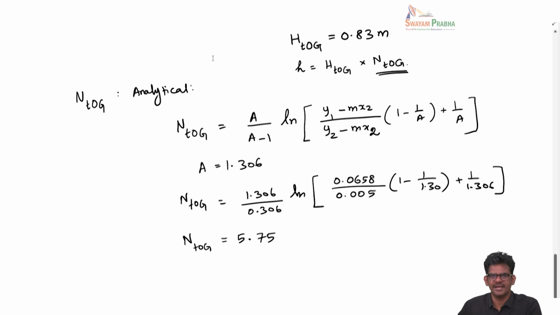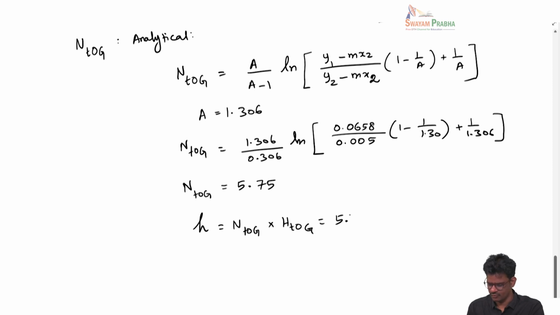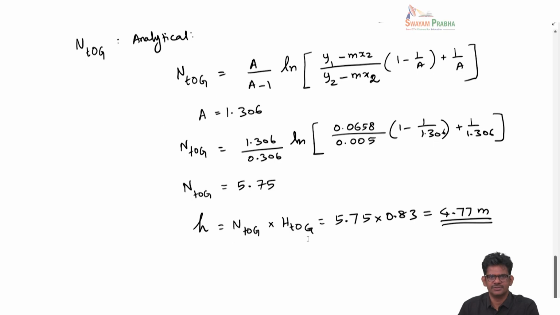If you have a calculator, please calculate this and make sure this is the right answer. So now you can calculate the height of the packing, NTOG times HTOG. So that is 5.75 times 0.83, which comes out to be something like 4.77 meters. Is something close to 5.75? 5.78. 5.7. Okay, so up to the first decimal is correct. So that means we have answered the problem question that the height of the column is 5.77 meters.